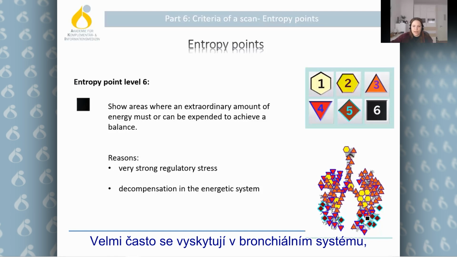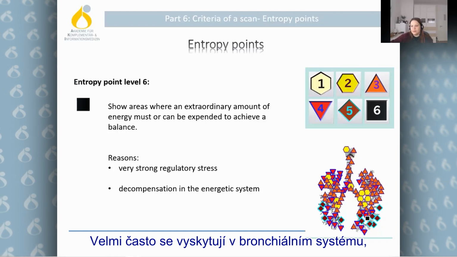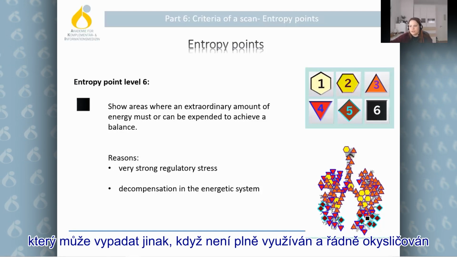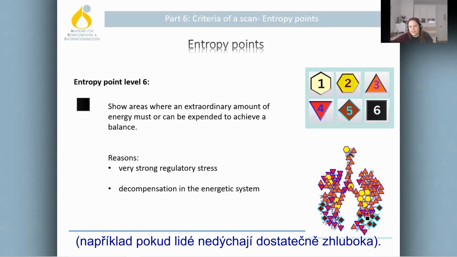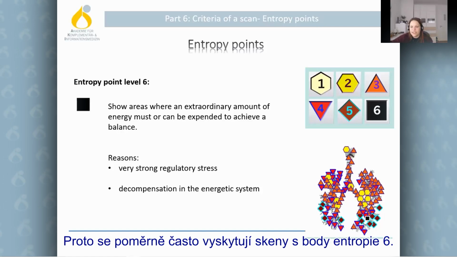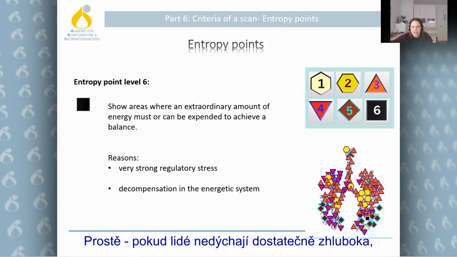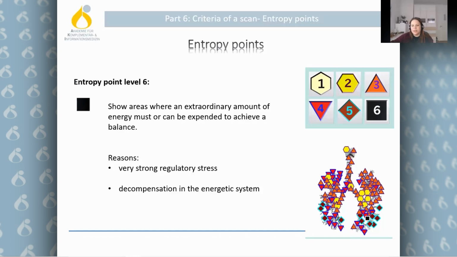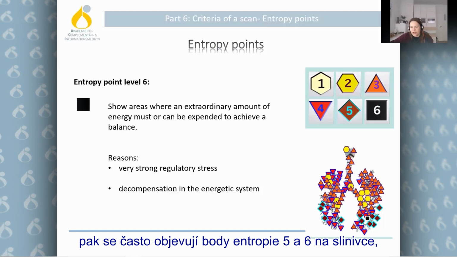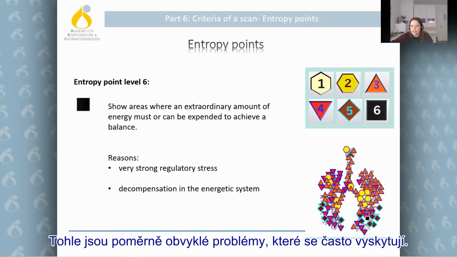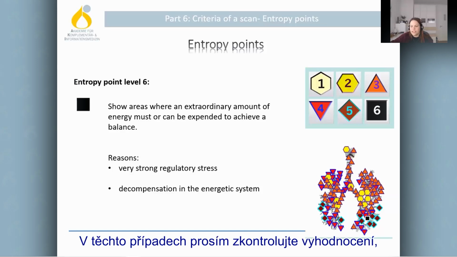So we have it really often in the bronchial system, so it can also look different if it is not used and ventilated properly. For example, if people no longer breathe in deeply enough. This is why we have some pictures really often with entropy 0.6, because in this case, people really don't breathe in deeply. We have the pancreas really often with 5 and 6. These are main problems we have really often, so they come up really often with 5 and 6.